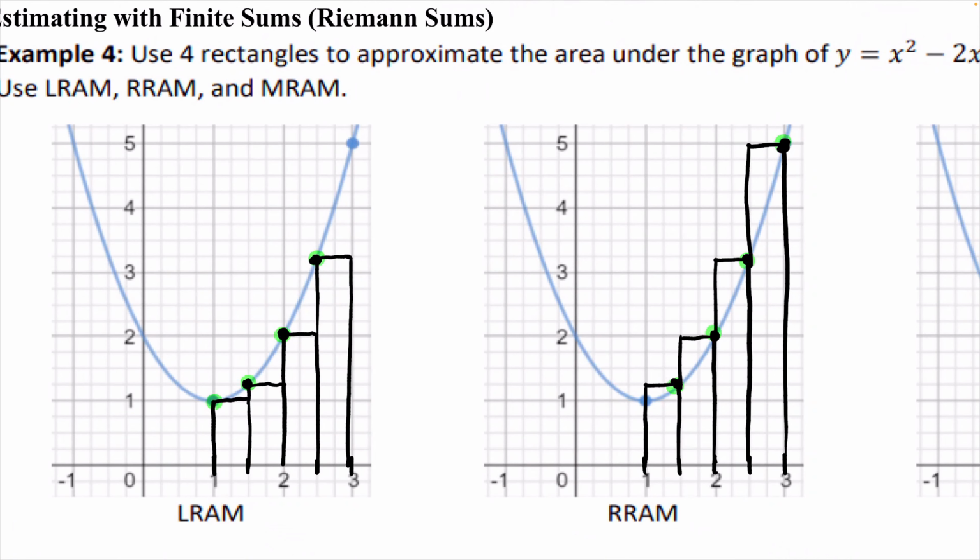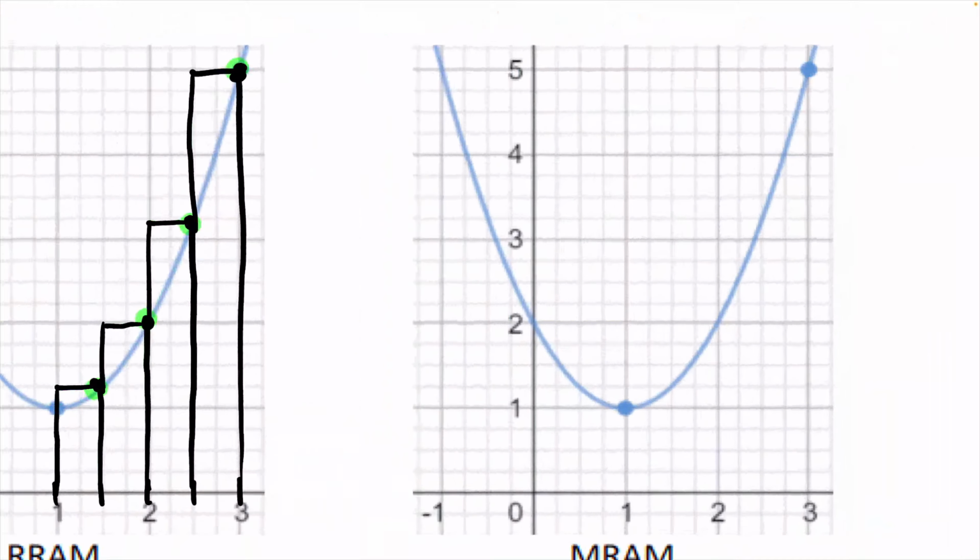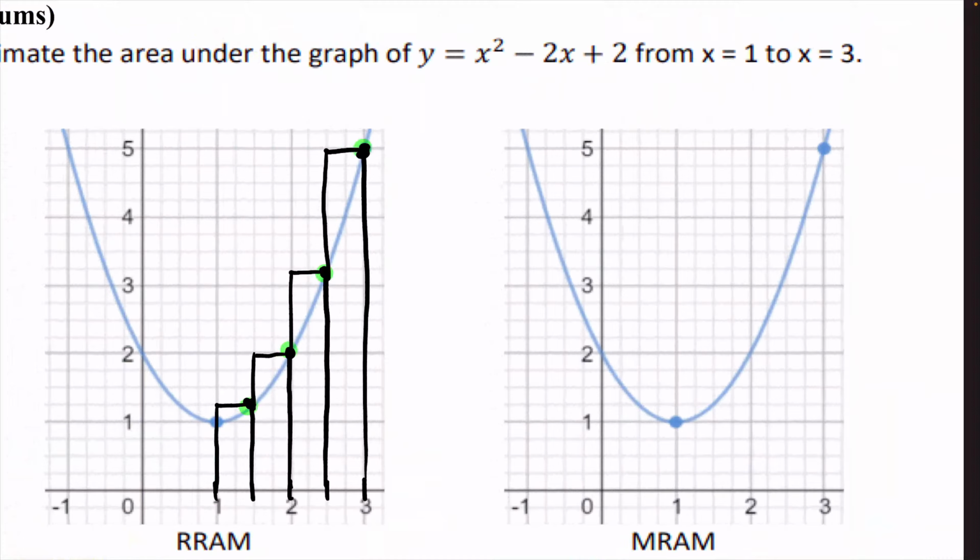The last one is MRAM. MRAM. Okay? Midpoint. So the parabola is going to hit the rectangle right dead center in the middle. So we still need 4 rectangles, just like that.